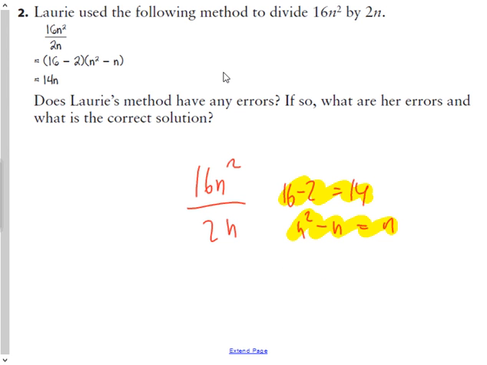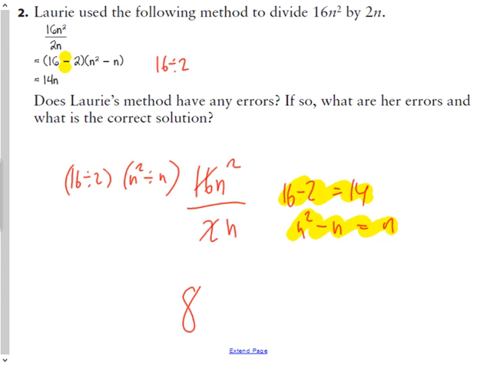So this is wrong in two different ways. The first thing is, instead of subtracting, she should have done 16 divided by 2. 16 divided by 2 would have been 8, not 14. She should have divided the coefficients, and then taken her n squared and divided it by n.